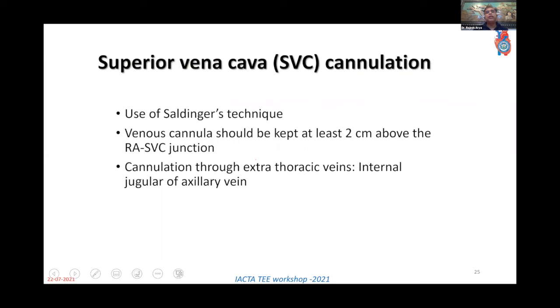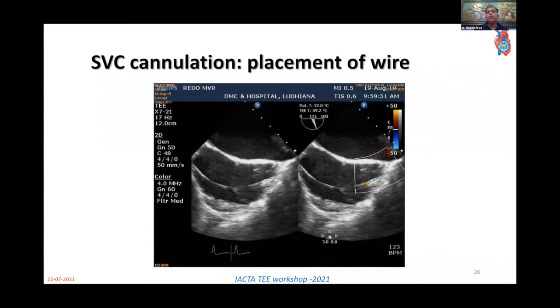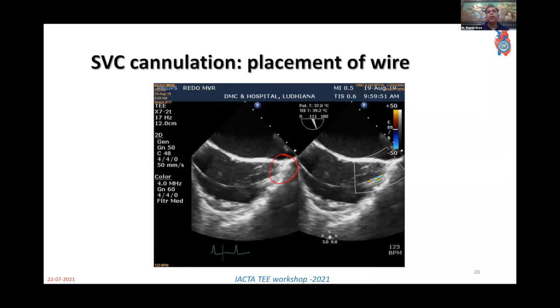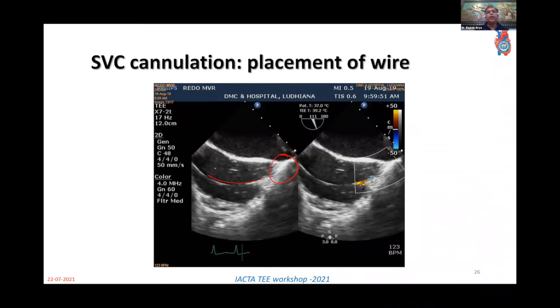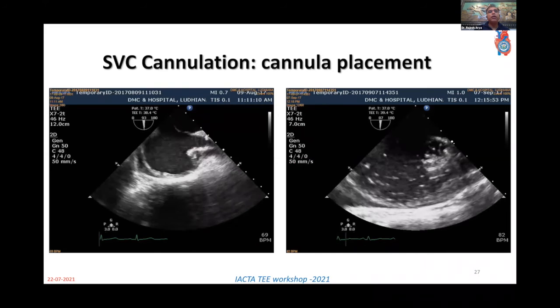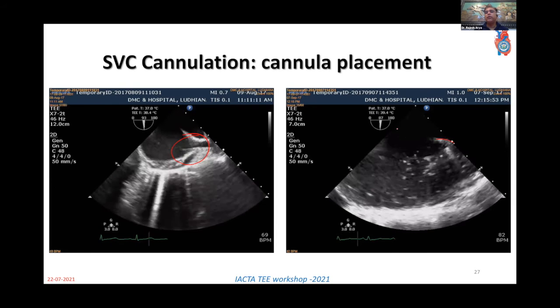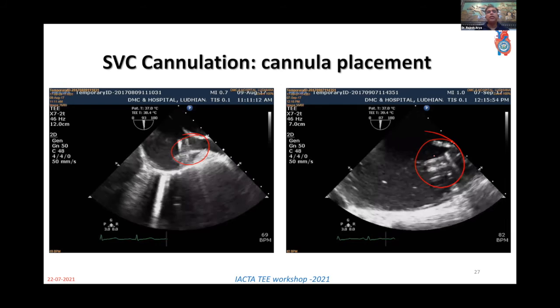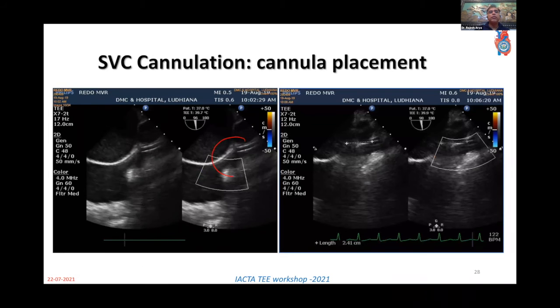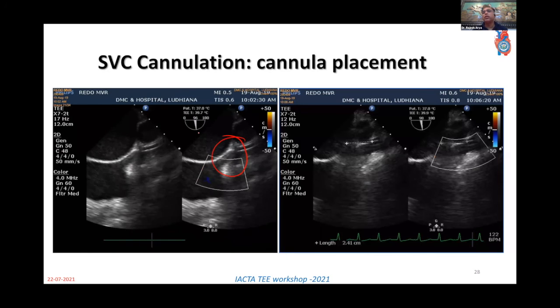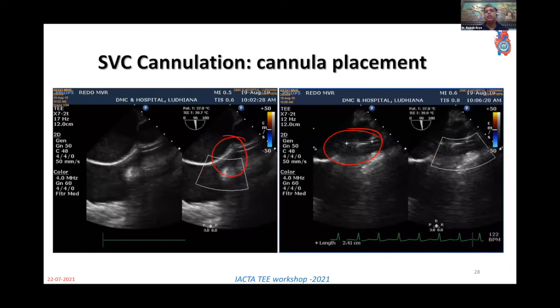Then for the superior vena cava, again the Seldinger technique is used. We must keep the cannula at least 2 centimeters above the SVC-RA junction so that the surgeon can put a snugger on the SVC-RA junction. Again, you can see this is the superior vena cava. From here, the guide wire is coming, and as the guide wire comes into the right atrium, the cannula is slid over the guide wire. But this cannula is too much inside the right atrium, so we withdraw it to the extent that it remains above the SVC-RA junction. And at least 1.5 centimeters length is required so that it can drain the upper extremity properly.